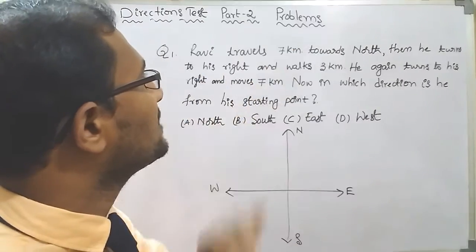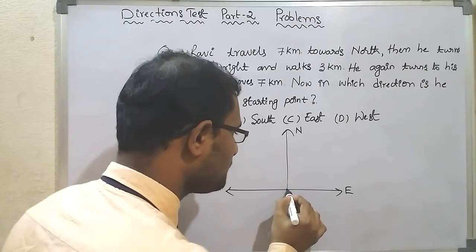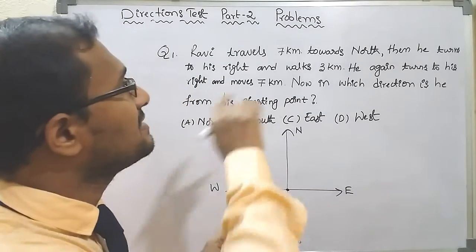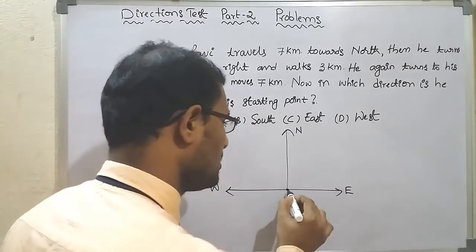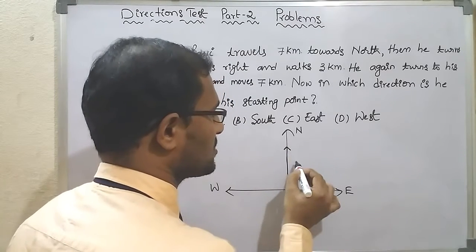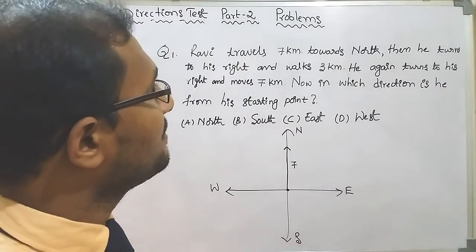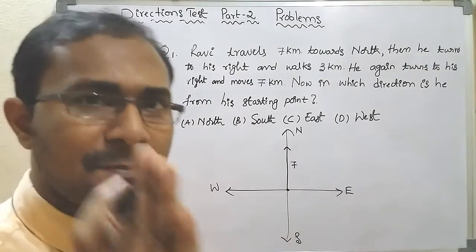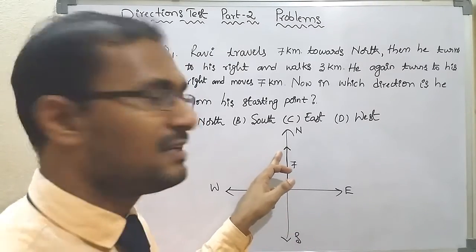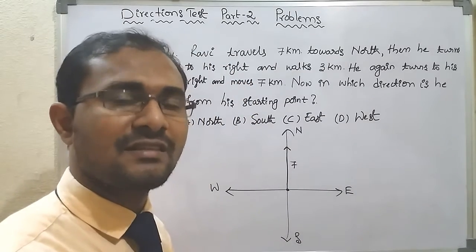Okay, now let us focus on this diagram. So Ravi travels 7 kilometers towards north direction. Let us assume this is the starting point. From this point, Ravi is traveling 7 kilometers towards north direction. Let us suppose this is 7 kilometers. Okay, and after that what happened? Then he turns to his right. For a person who is moving in the north direction, what would be the right hand side? Nothing but this one. East direction is nothing but the right hand side.